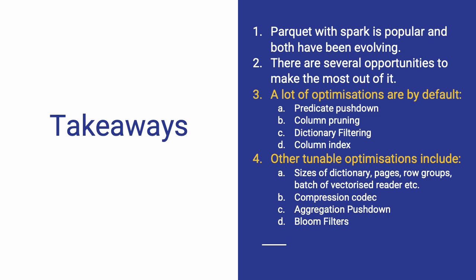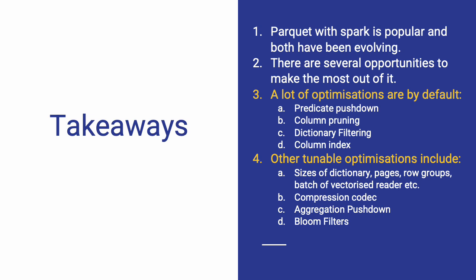Dictionary filtering is possible if your column values have lower cardinality, and all the unique values can fit into a dictionary page, which happens to be the first page in the column chunk. And column indexes can be used where the statistics at every individual page level of the column is stored. Even if you happen to scan a row group or a column chunk, you have the choice of skipping certain column pages while scanning.